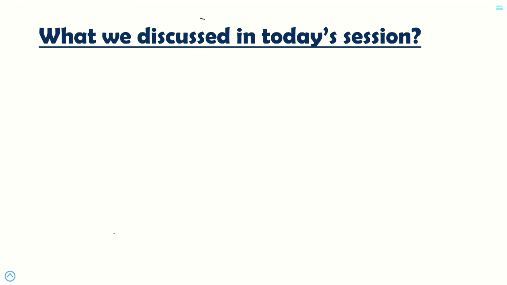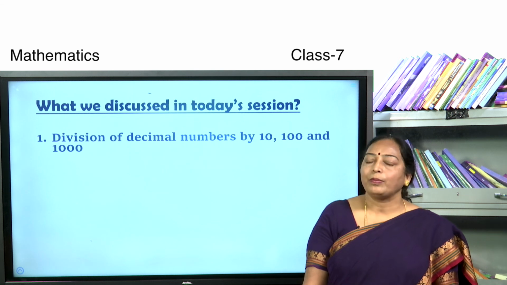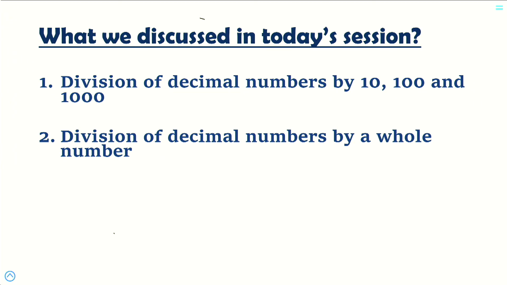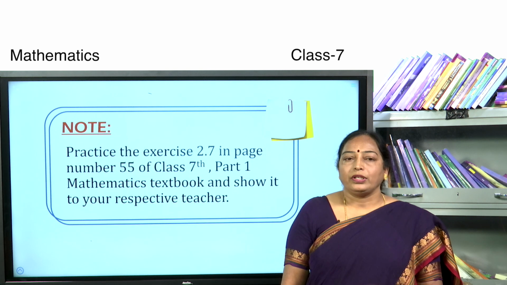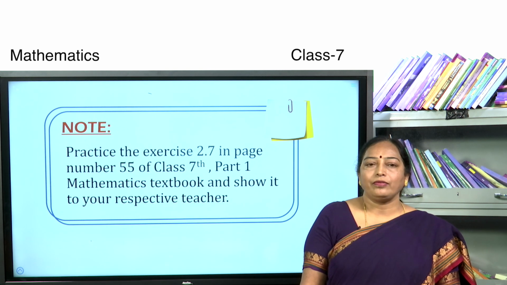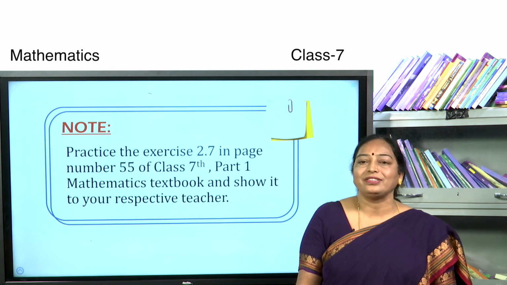What we have discussed in today's session? Division of decimal numbers by 10, 100 and 1000. Division of decimal numbers by a whole number. Division of a decimal number by another decimal number. Note this, children. Practice the exercise 2.7 on page number 55 of the class 7th, part 1 mathematics textbook, and show it to your respective teacher.